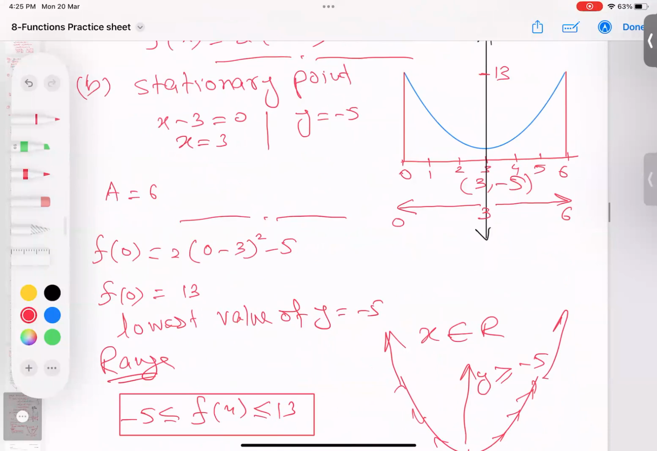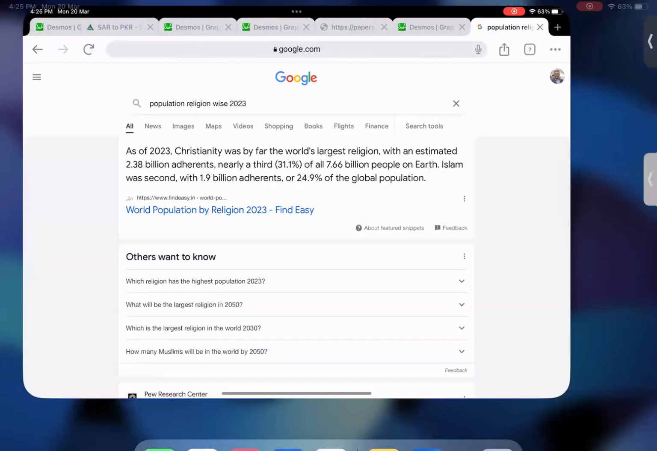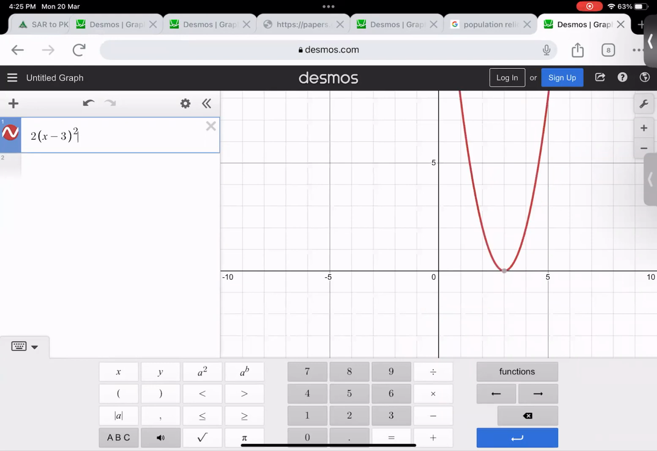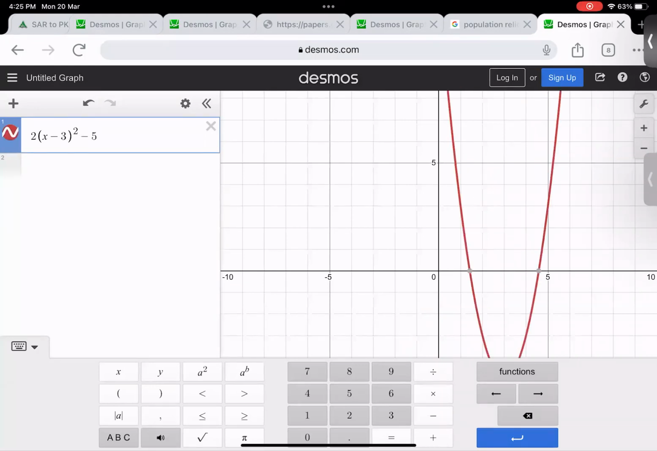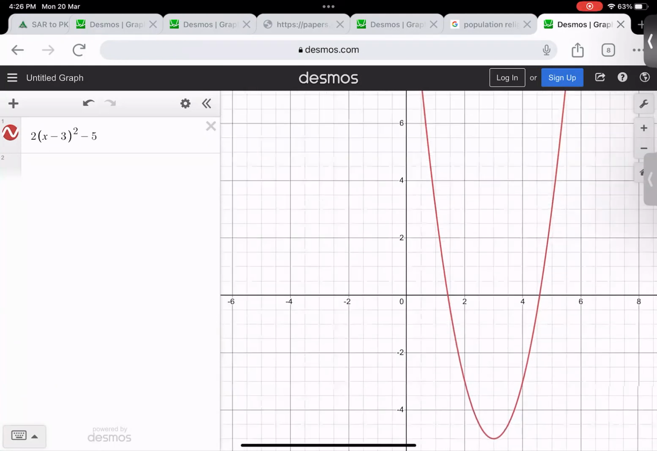So let's graph it. Let's start and sketch it. The question is 2x minus 3 whole squared and minus 5. So I'm going to write it here: 2 bracket open x minus 3, power 2, and minus 5. Okay, I think this is the same graph. I got it. Now I'm going to show you a few very important things.